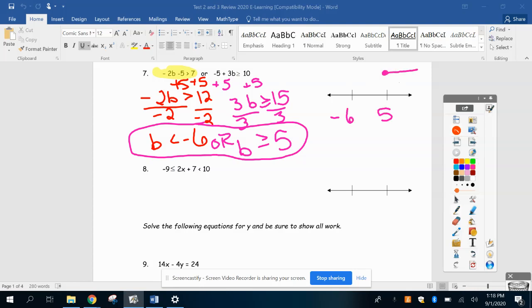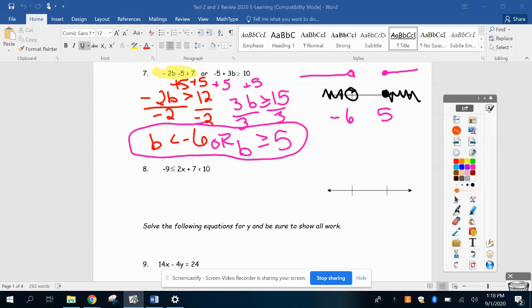5 is filled in and shaded to the right. -6 is open and shaded to the left. OR means anywhere that I have anything is coming down onto the inequality line. So anywhere I have anything is here and here.